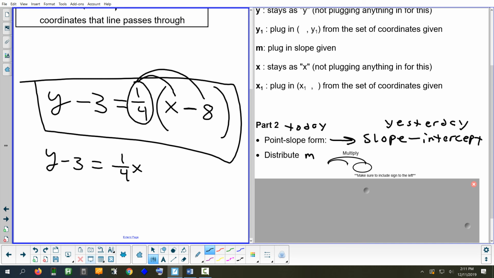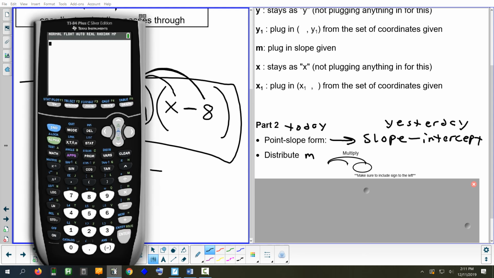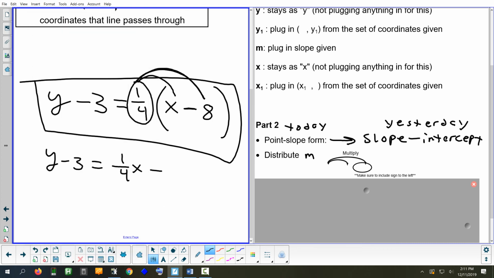1/4 times x. What's the next thing in the parentheses after the x? A negative. And now I'm going to use my calculator, and I'm going to do 1/4 times 8. Let's see. 1/4 times 8 is 2. I got 2. Any question on what I did there? I just distributed that 1/4 out.